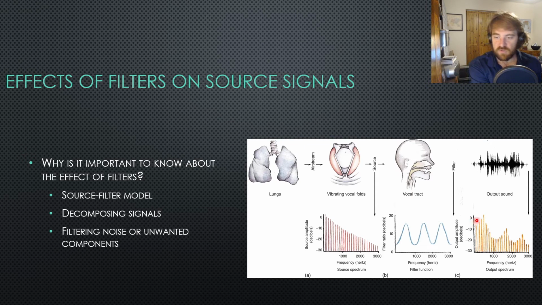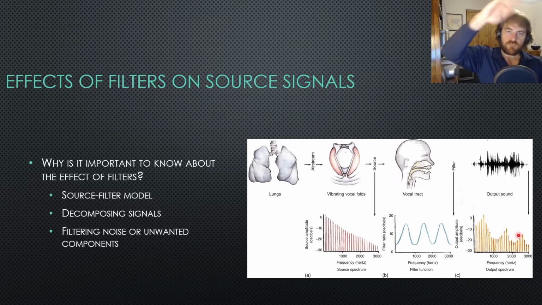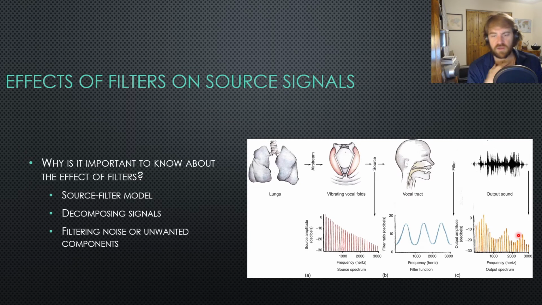What we want to do is see that there is some sort of filter that looks like it's applied here. We get these peaks like this. Of course, the laryngeal source isn't doing that. So then we can interpret what the filter must look like, and then we can interpret what the laryngeal source looks like.